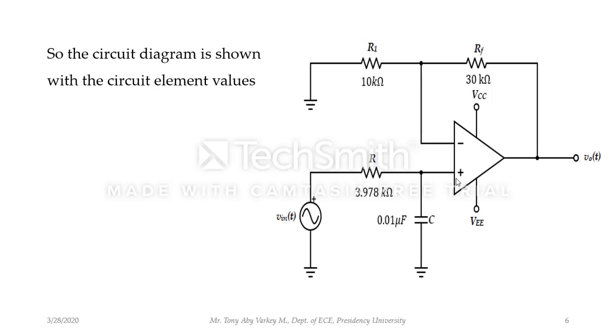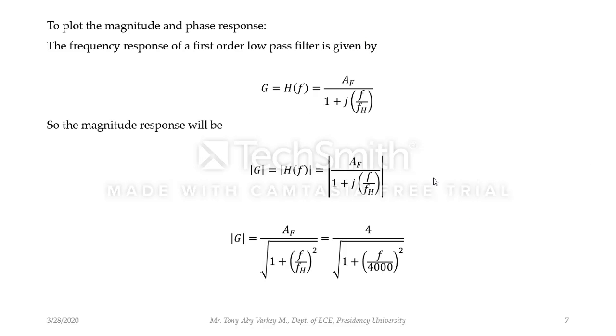Now we can plug the values into the circuit diagram. Here you can see R1 we have taken 10 kilo ohm, RF is 30 kilo ohm, which will give a pass band gain of 1 plus 30 by 10, which is 4. Now R is 3.978 kilo ohm and C is 0.01 microfarad. Now let us proceed to plot the magnitude and phase spectrum.